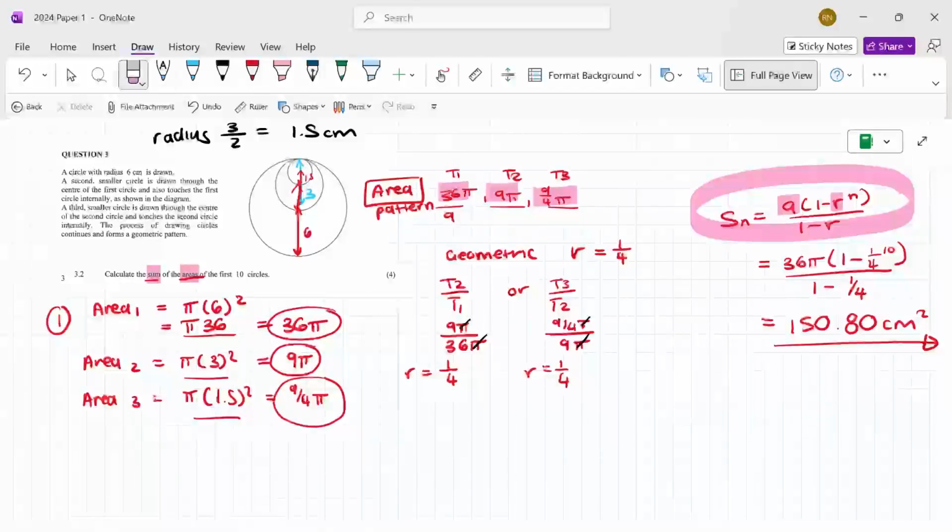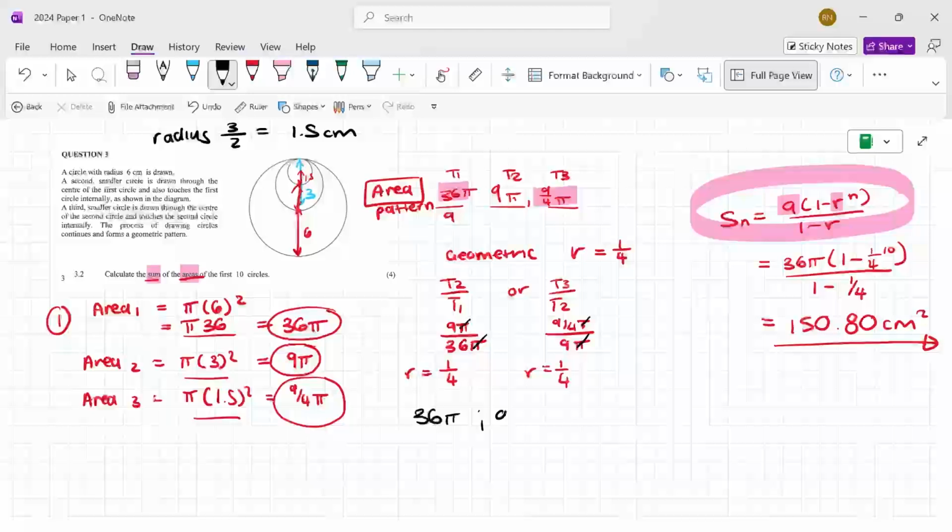I then wrote them out in terms of a pattern because I was like, this needs to be a pattern of some kind, because if they ask me for the 10th term, that means I'm supposed to be making some kind of pattern. So I wrote it out as 36 pi, 9 pi, and 9 over 4 pi. Then I said, okay, this kind of looks like a geometric pattern. Now let me see if it is.